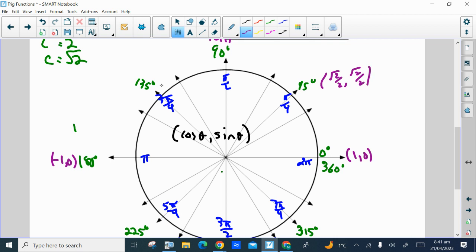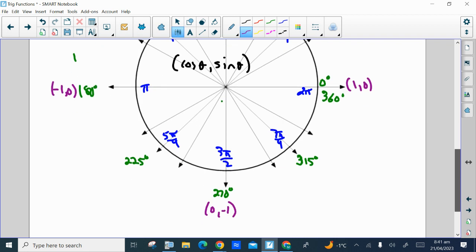And at 135, which is 3 pi on 4, it's the same two numbers, just with the appropriate sign. Because you're going left from the origin, x is negative, y is positive, because you're going upwards. This tells us that the cosine is negative in that quadrant, the sine is positive. Down here at 225 or 5 pi on 4, they're both negative. And at 7 pi on 4, it's positive, negative.